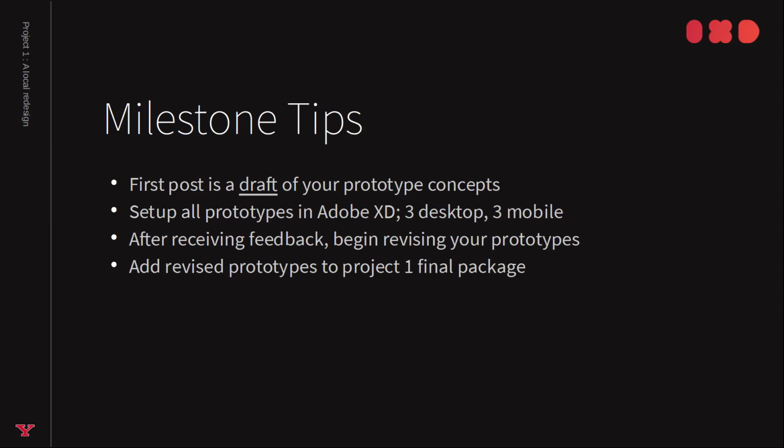Finally, let's review a few tips for completing this milestone. Once again, your first post should include a rough draft of your prototypes shared as a PDF. For this step, build out all 6 prototypes in Adobe XD. Lay out your grid, begin placing your visual assets. Apply your color palette, select your fonts. Get the broad strokes complete.